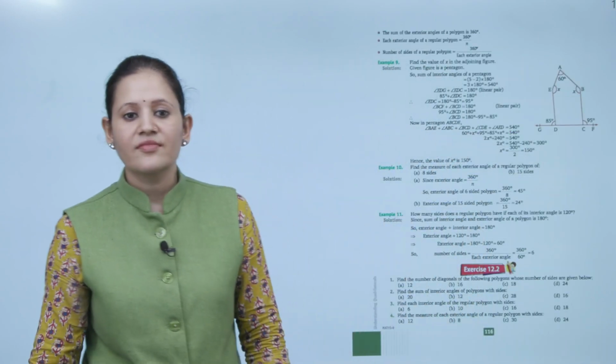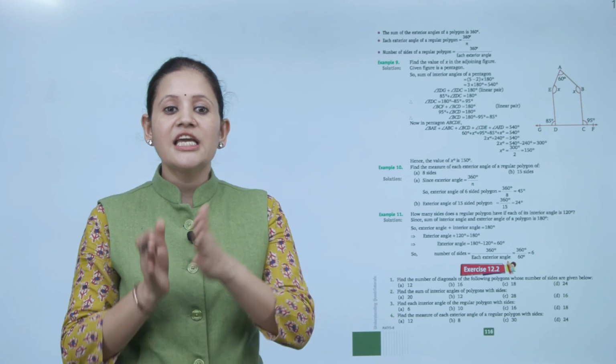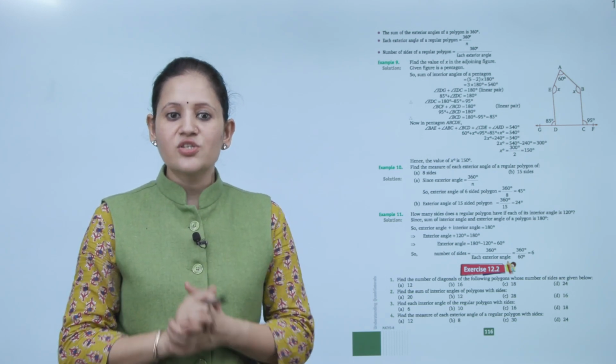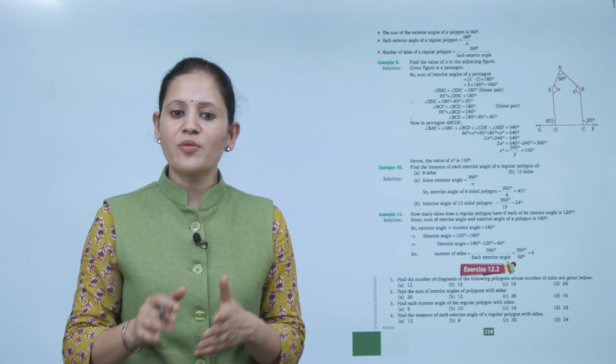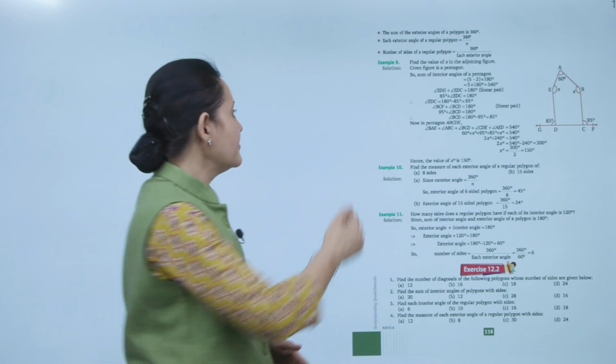The sum of the exterior angles of a polygon is 360 degrees. Each exterior angle of a regular polygon is 360 upon n. So number of sides in a regular polygon will be 360 upon each exterior angle. Now we'll take an example.